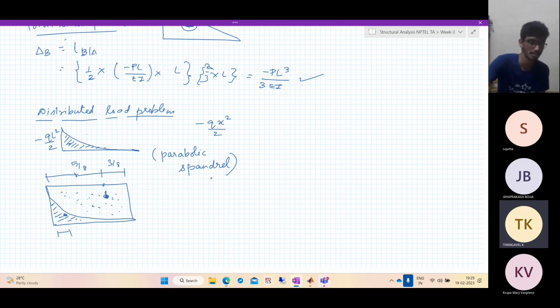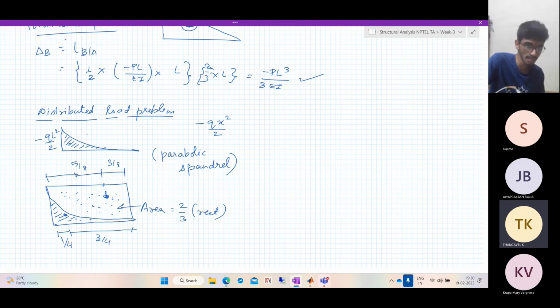1 by 4. This centroid is at 1 by 4 and 3 by 4. So if this portion covers 2/3 of the rectangle, so this area is 2/3 of the rectangle, which means this area has to be 1/3 of the rectangle. So in this case, for this parabolic spandrel, how do we find delta B?